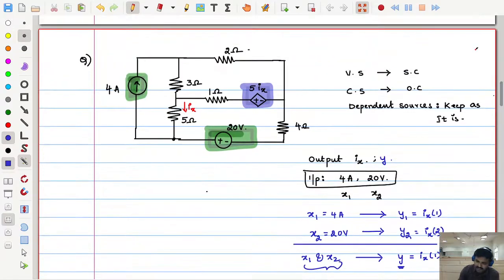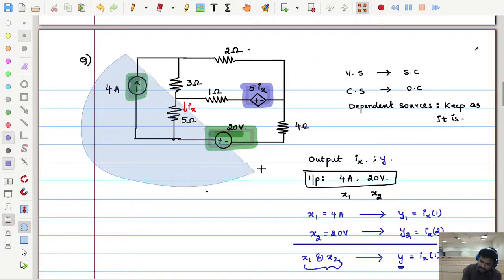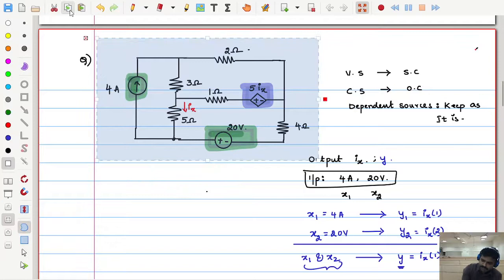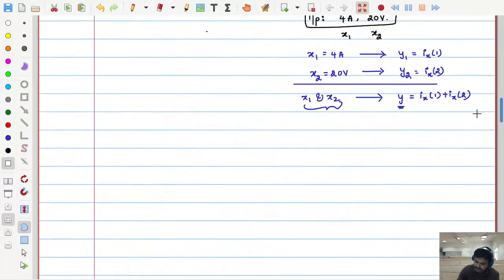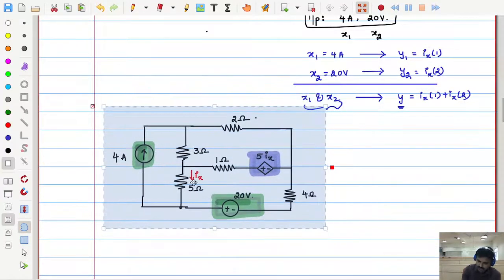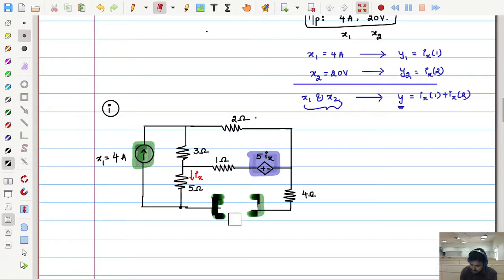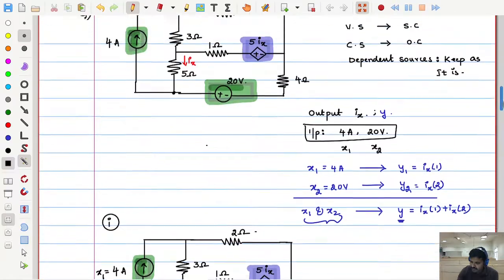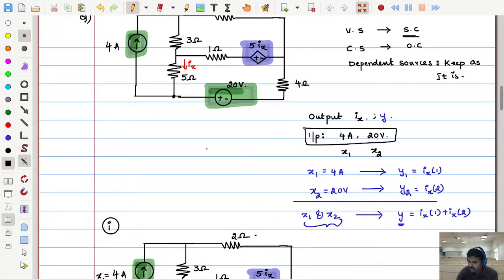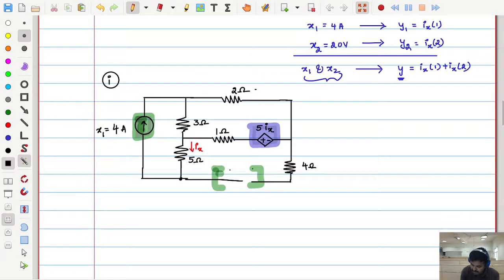For which, let me take the diagram and try to make the circuit diagram corresponding to case 1 in this way. So case 1, so let me make this as case 1. So only X1 is there. This is the X1 input. I want to make this input to be a 0. What kind of input is this? Voltage source. If there is any voltage source, what we need to do? We need to replace it by a short circuit. So let us replace this with a short circuit in this way.